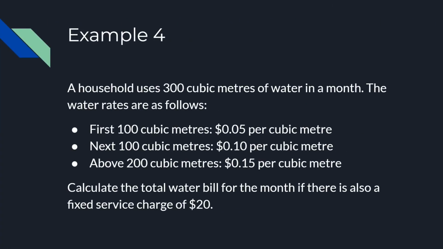Let's solve an example where the bill is tiered into how much units you use. So a household uses 300 cubic meters of water in a month. The water rates are as follows: 100 cubic meters, 5 cents per cubic meter. The next 100 cubic meters, 10 cents per cubic meter. And anything above 200 cubic meters, you pay 15 cents per cubic meter. You're required to calculate the total water bill for the month if there's also a fixed charge of $20.